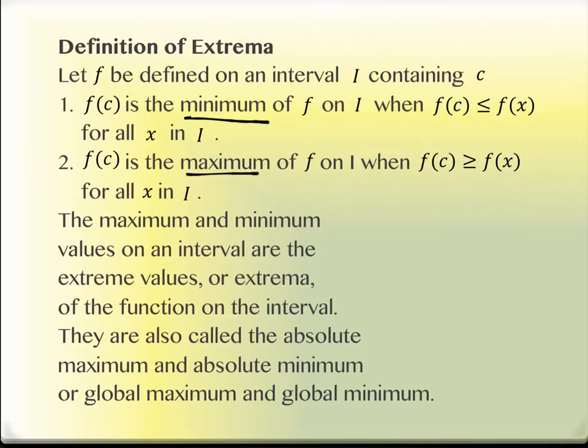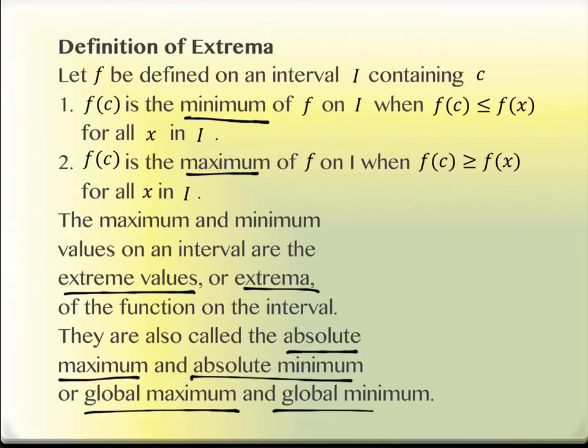The maximum and minimum values on an interval are the extreme values, or the extrema of the function on that interval. Sometimes they are also called the absolute maximum and the absolute minimum, or global maximum and global minimum. They are the tallest or biggest, the shortest or smallest on an interval. And they can occur at one of two basically different locations. There's some variation in what I'm about to say, but there's basically two different ways that your minimum or your maximum or your extrema in general can occur.